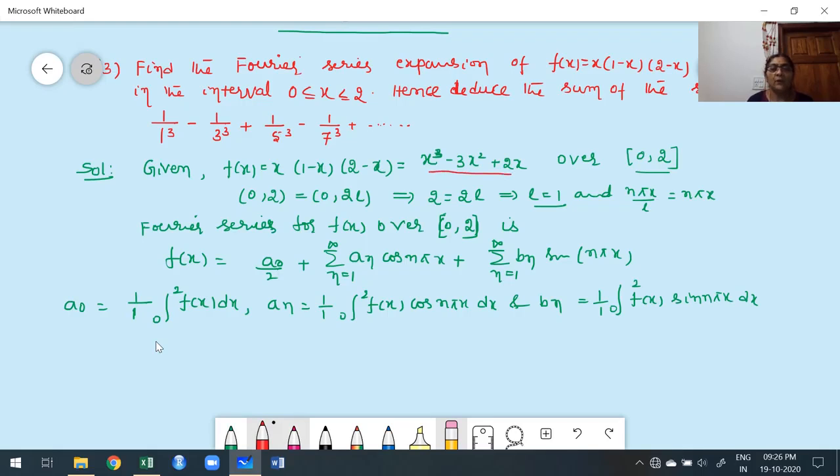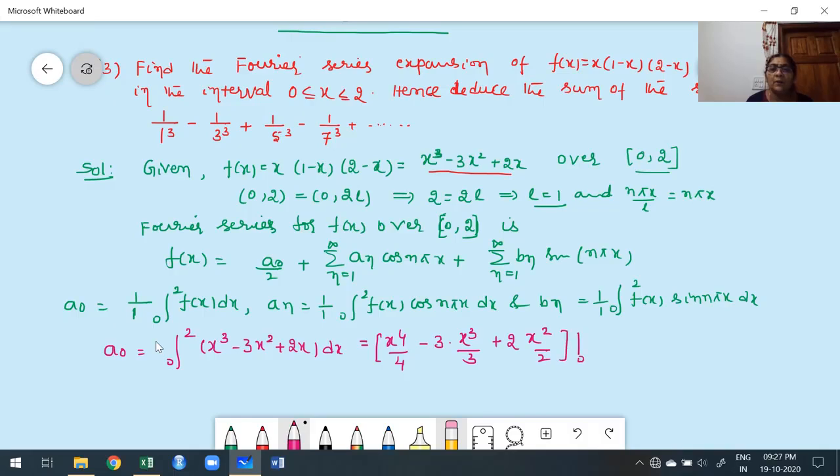Now next, find the value of a0. Its formula is 1 by 1, integral 0 to 2. The function is a polynomial of degree 3: x cube minus 3x square plus 2x with respect to x. That is x to the power of 4 by 4, then in a bracket, minus 3 into the integration of x square, which is x cube by 3, plus 2 into the integration of x, which is x square by 2. The limits are 0 to 2.